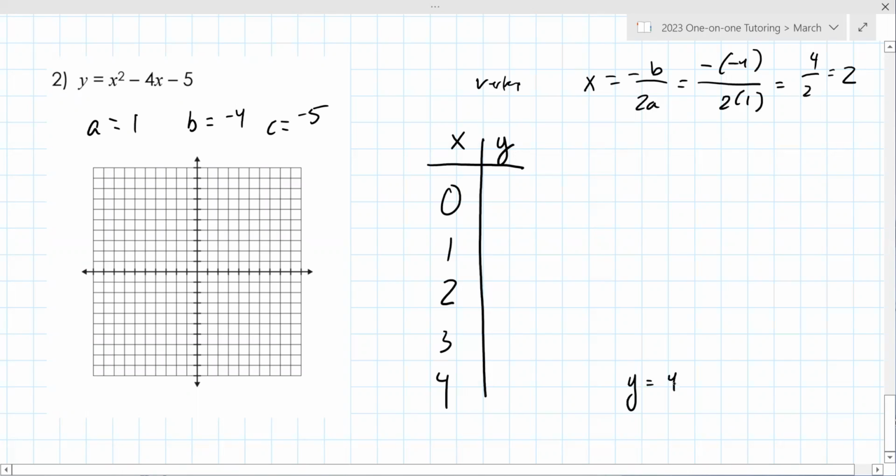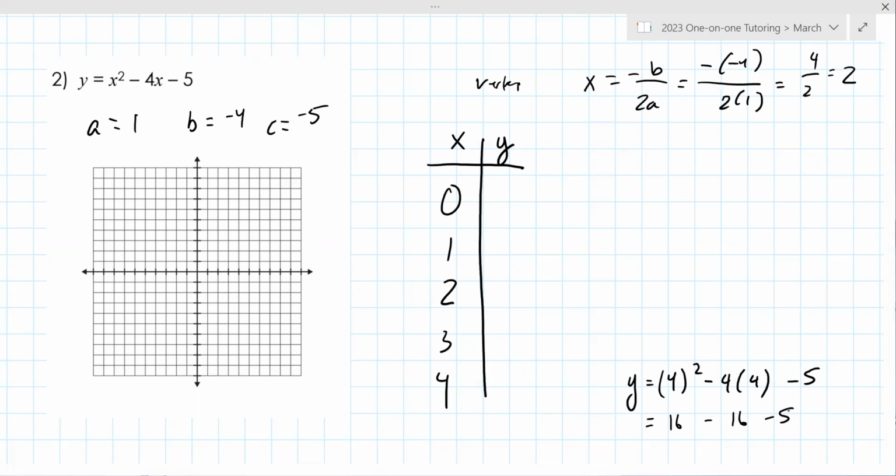y equals 4 squared minus 4 times 4 minus 5. Okay, so that's 16 minus 16 minus 5. Wait, minus 4. Yeah, right, so 16 minus 16 minus 5. Okay, so it's -3. Try again. 16 minus 16 minus 5.